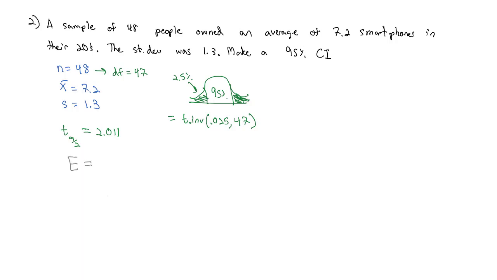We're ready to now find the error. How far off is our mean of 7.2 from the actual mean? The way we calculate the error with the t is we take the t value of 2.011, multiply by the standard deviation, and divide by the square root of the sample size, which is 48. Again, these formulas are on the formula sheet, so you don't have to memorize them, but you do need to know how to use them.